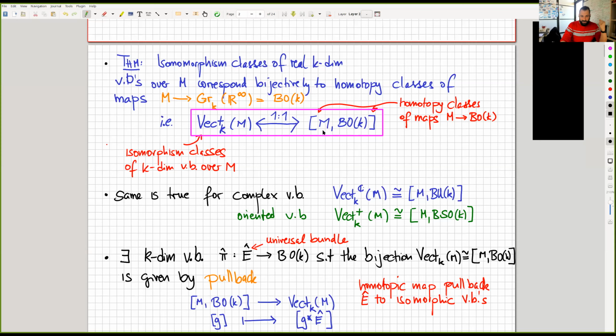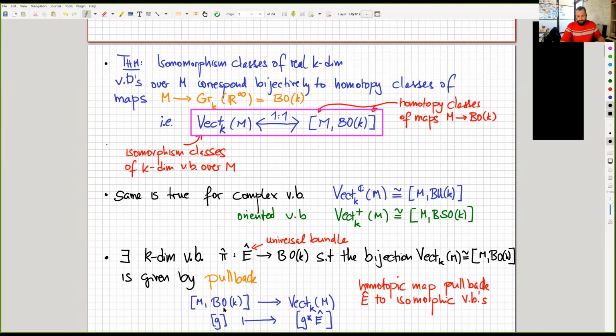And you can have a very explicit correspondence from here to here in the following way by using the so-called universal bundle. So over all these classifying spaces, there sits a universal bundle, not the same, but for each classifying space, you get a universal bundle. And this universal bundle establishes this isomorphism or this bijection here just by pullback, meaning that you have this k-dimensional vector bundle, let's call it E hat over BOk.